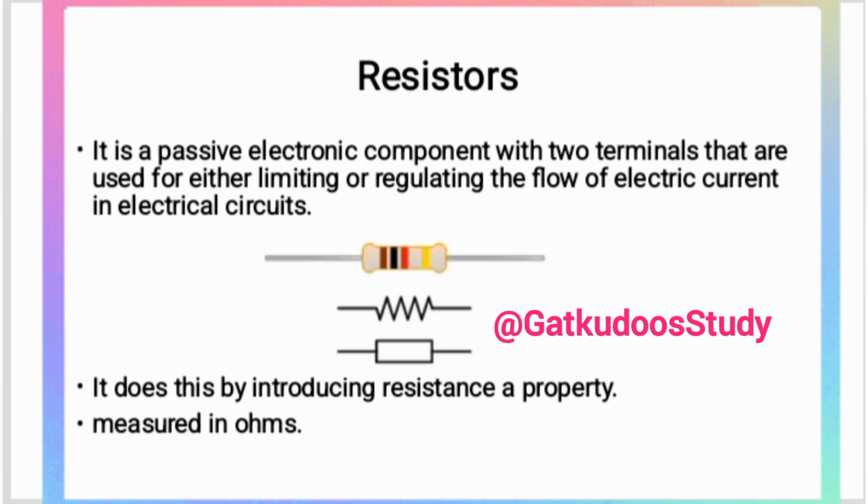Now let's learn about resistors. Resistor is a passive electronic component with two terminals that are used for either limiting or regulating the flow of electric current in electrical circuits. It does this by introducing resistance, a property.